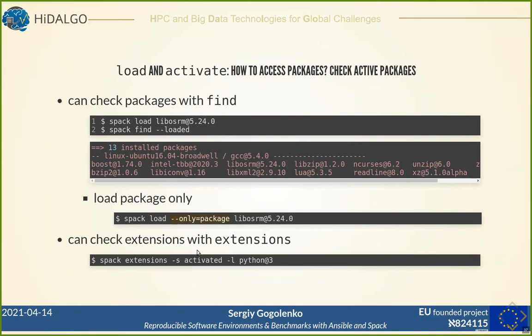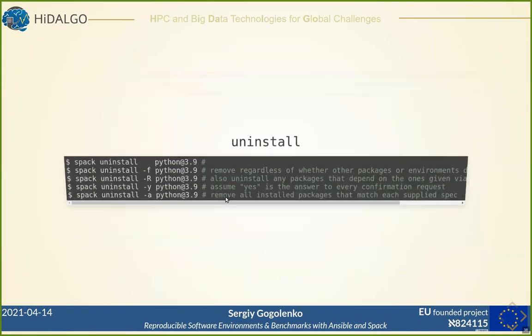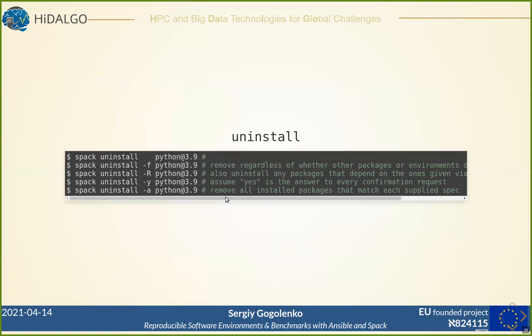Again, if you work with Python extensions, you have to use the extensions command, and it has the option activate, which allows you to list packages which were loaded for the concrete extensible package. So besides installation, we are also sometimes interested in uninstalling software, and here it can be done with an uninstall command. And again, it has many options which basically do most things which you probably want to do, and I don't want to spend much time on this. You can browse through them later on.